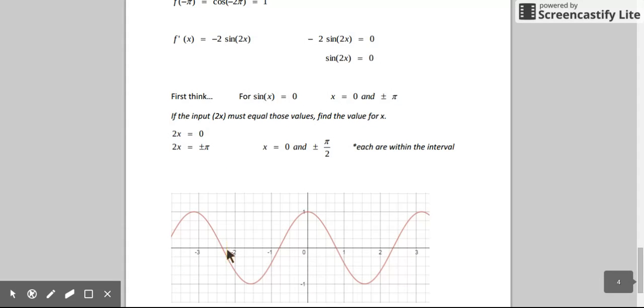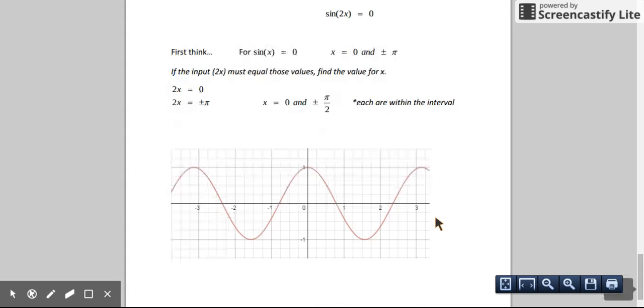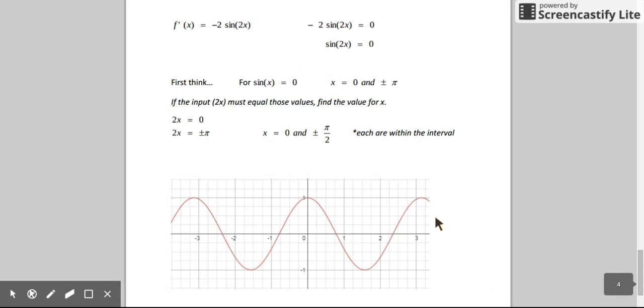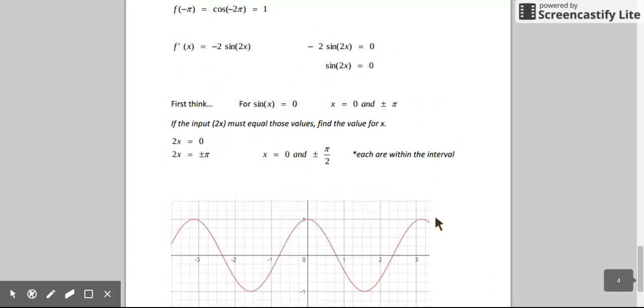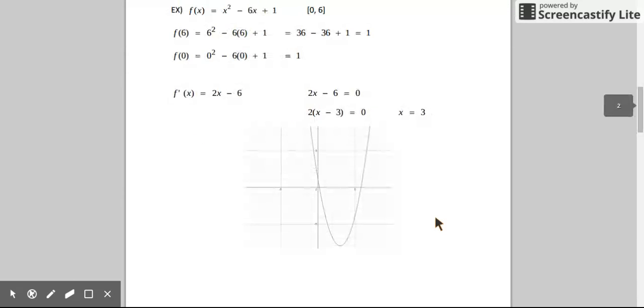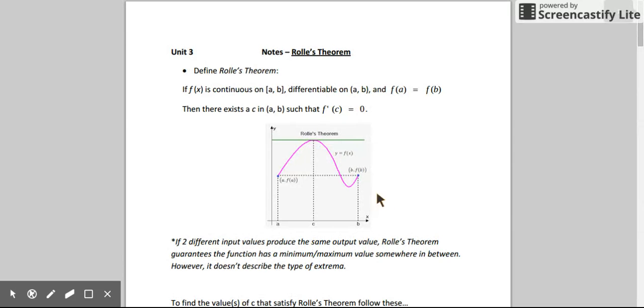And so there are a lot of different places where 2 different inputs could give us the same output, there and there, or here and here, or here and here. So again, Rolle's theorem states that it needs to occur at least once, but it could occur more than that. So there's an introduction to Rolle's theorem. Make sure we're satisfying Rolle's theorem first, and then find the value at which extrema occur.